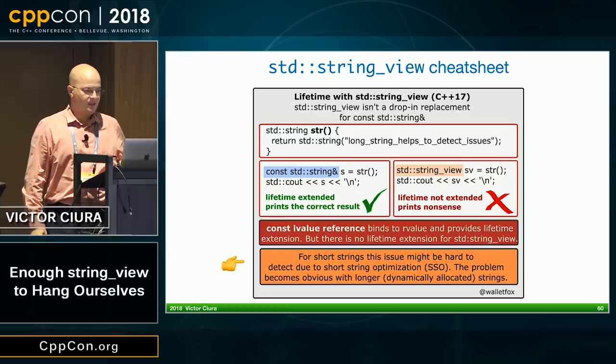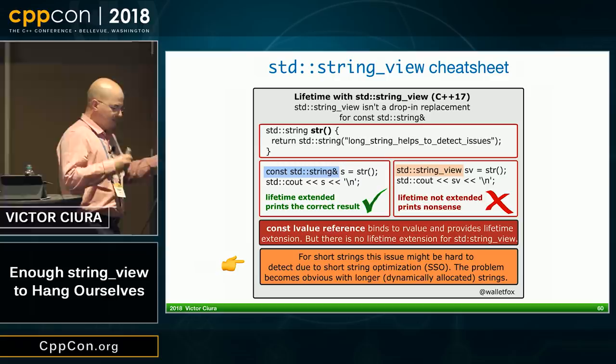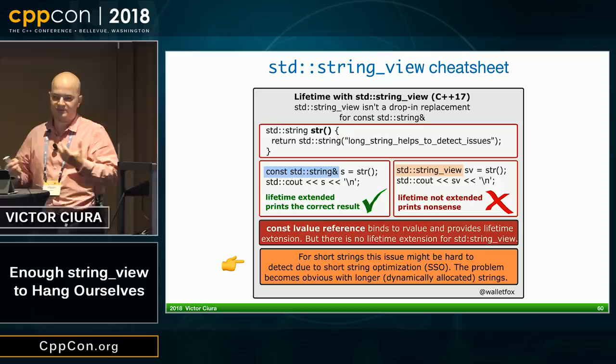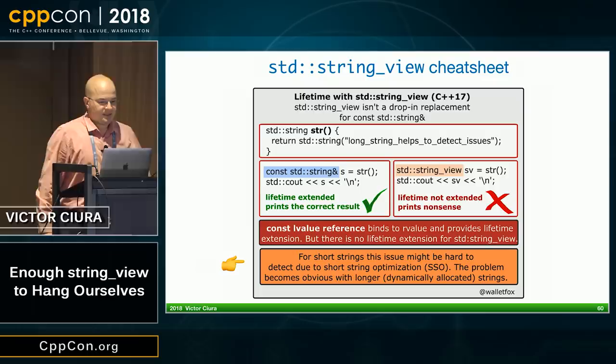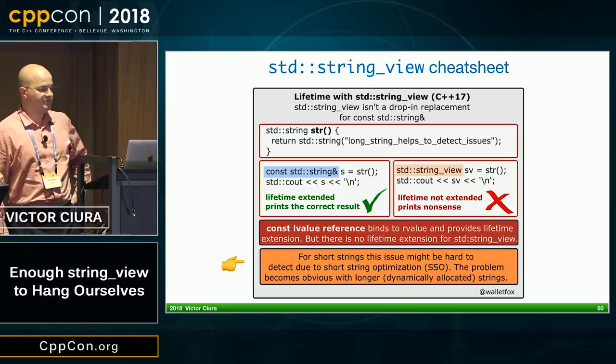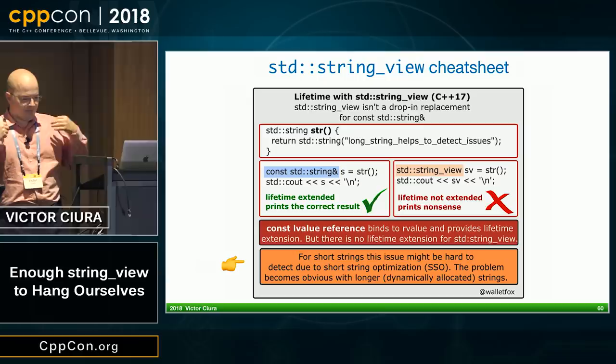And going back to what I mentioned earlier about string views and const string ref: conceptually, basically almost the same thing. One main difference is that string views do not extend the lifetime of temporaries. And this ends up being something rather unexpected for people that mentally try to map the behavior of string view as a const string ref replacement.